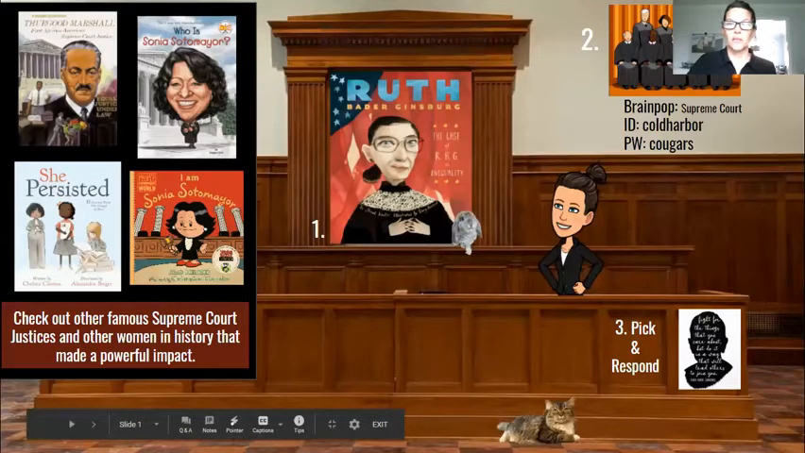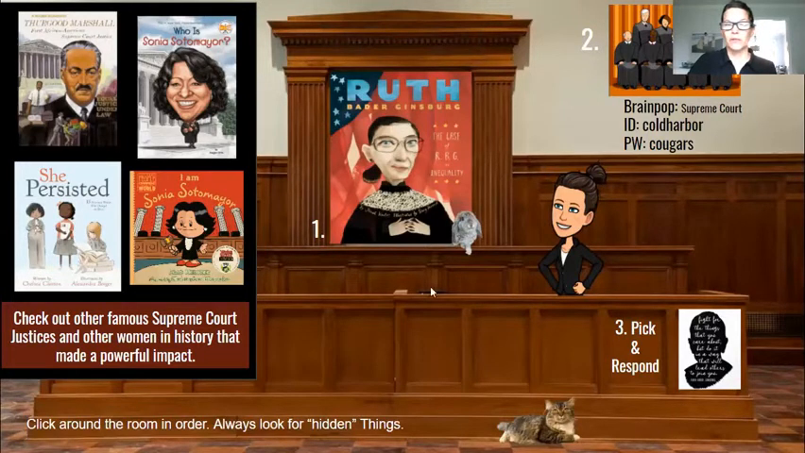I'm going to move a little bit, and make sure you click around the room. I tried to give you other suggestions to read after the lesson that you can check out from the library. You always start with number 1, and there is the lesson under there. And you see my little emoji. And then afterwards, you have a BrainPOP to do. You do need the ID and the password that I listed here.